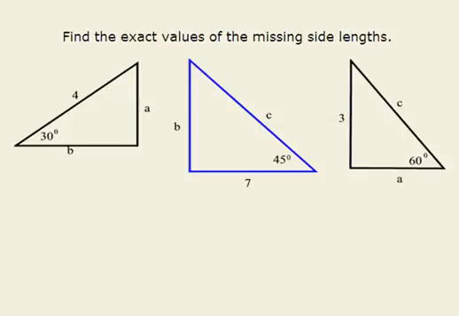We are asked to find the exact values of the missing side lengths in these special right triangles. We will first look at the two triangles that represent 30, 60, 90 triangles.